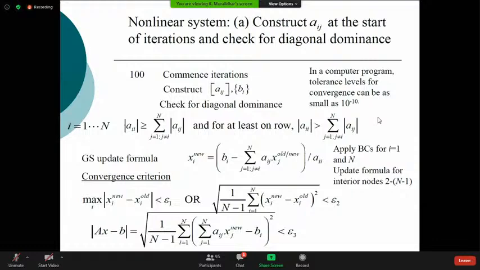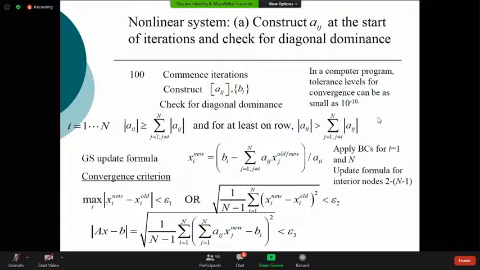So I think in this slide, for a nonlinear problem, some more details are shown. Commence iterations, construct Aij, Bi with the previous values, the guessed values of the solution. Check for diagonal dominance. And then apply the Gauss-Seidel update formula for every i. So one comment is you need only one row of the matrix at a time. The other comment is while solving the differential equations, i equal to 1 and n may be boundary conditions. So this equation has to be applied only in the interior of the domain. So i will actually go from 2 to n minus 1. It's another matter of detail.